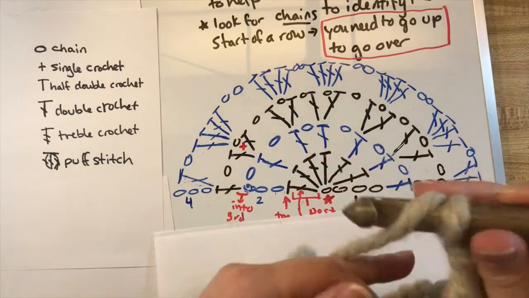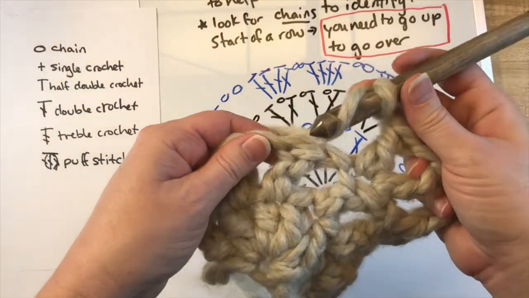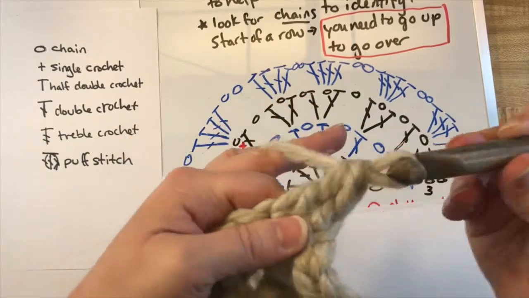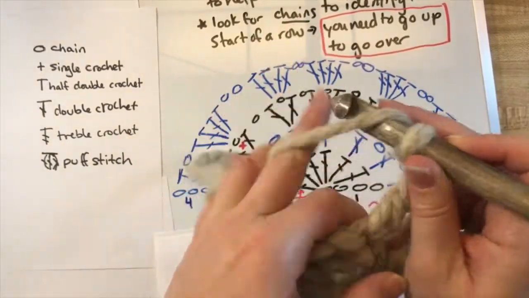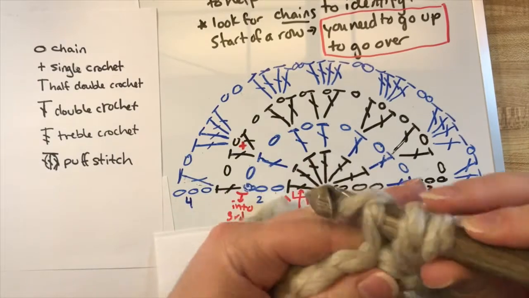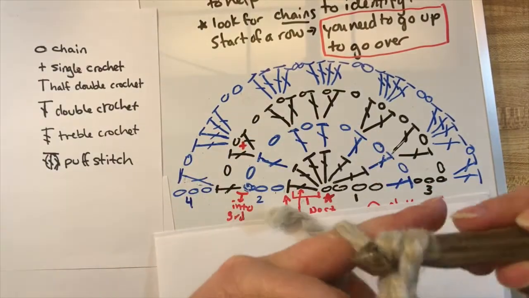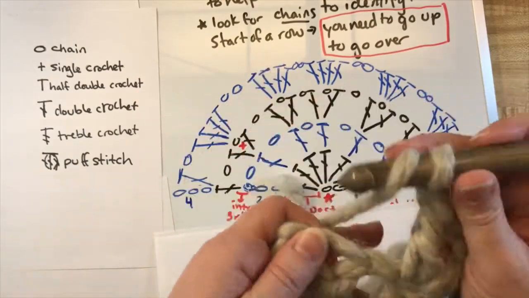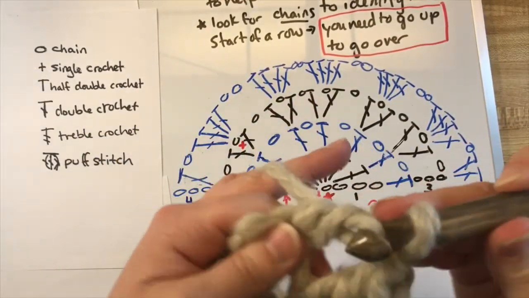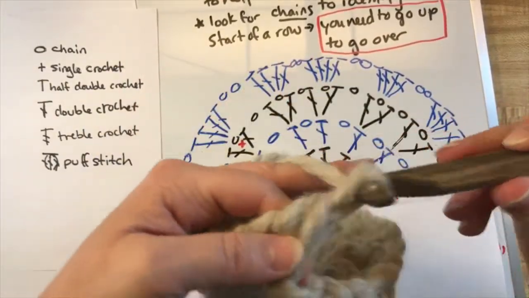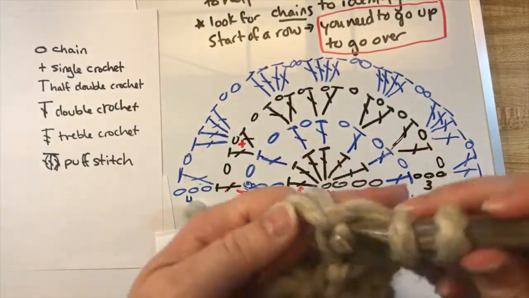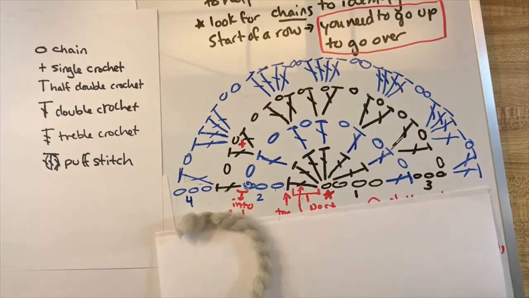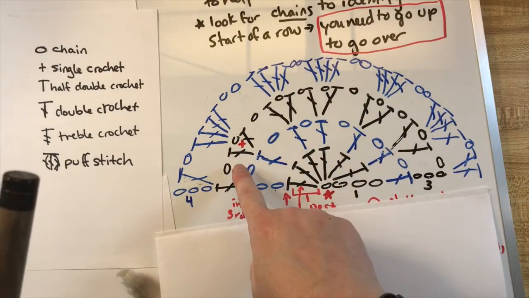Chain 1. Find the next hole, double crochet, chain 1, double crochet, chain 1. I got a V-stitch there already. I got 2. Find my next one, double crochet, chain 1, double crochet, chain 1. Let's look at what's happening on the other end.